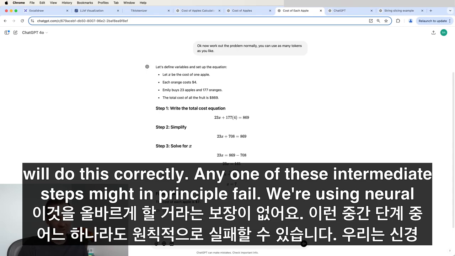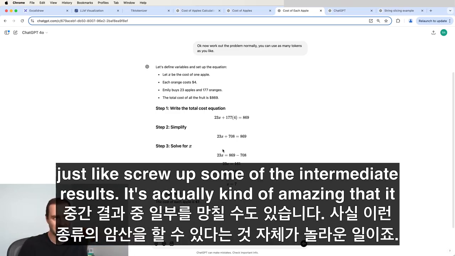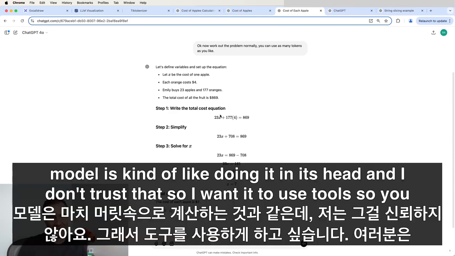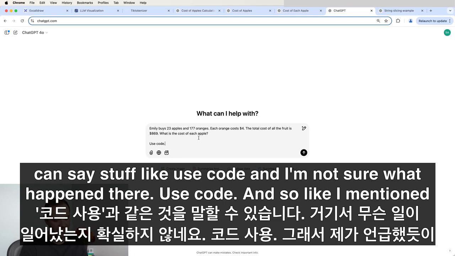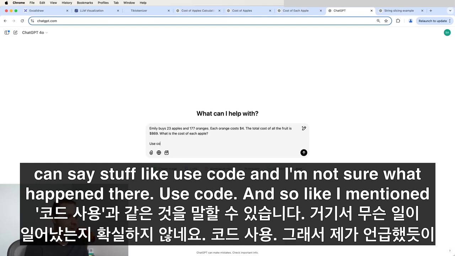We're using neural networks to do mental arithmetic, kind of like you doing mental arithmetic in your brain. It might just screw up some of the intermediate results. It's actually kind of amazing that it can even do this kind of mental arithmetic. I don't think I could do this in my head, but basically the model is doing it in its head. And I don't trust that, so I wanted to use tools. So you can say stuff like use code.